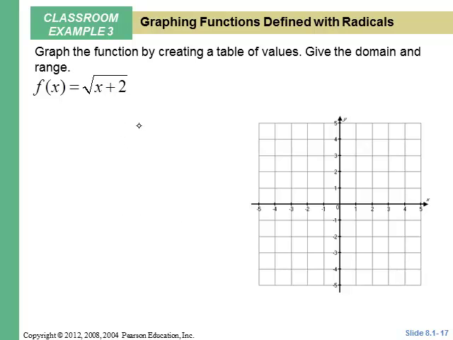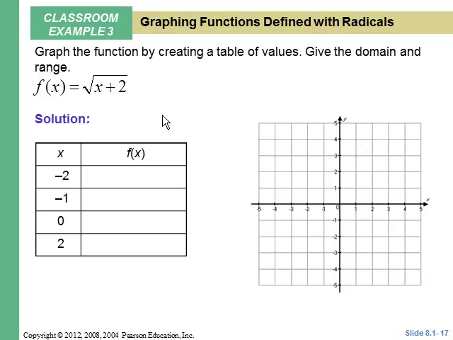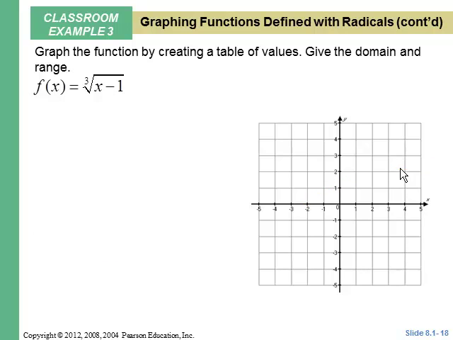So we're going to make a table of values here. I wonder if there is a table of values. Yep. Okay, so -2, the square root of -2 plus 2 is 0. -1 plus 2 is +1. Square root of +1 is 1. 0 plus 2, square root of 2 is 1.4. 2 plus 2 is 4, square root of 4 is 2. So at negative 2, we're at 0. At negative 1, we're at 1. At 0, we're at 1.4. And at 2, we're at 2. So you see what's happening here. It's going to go like that.